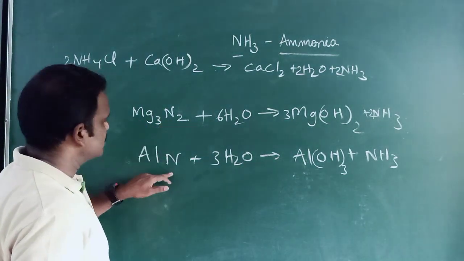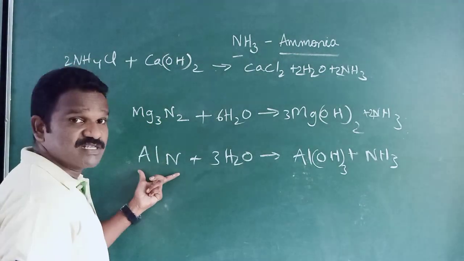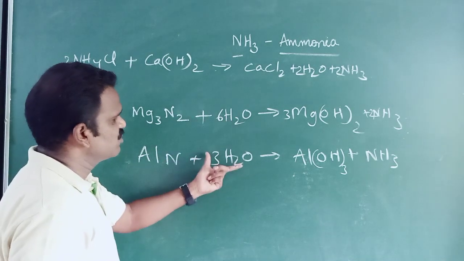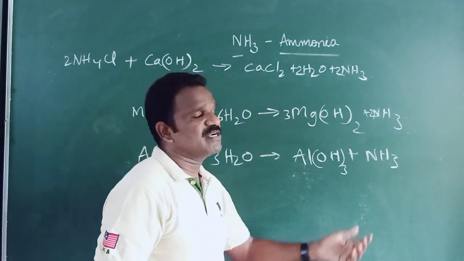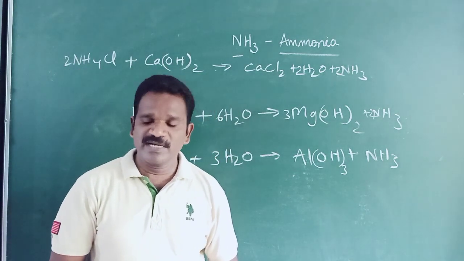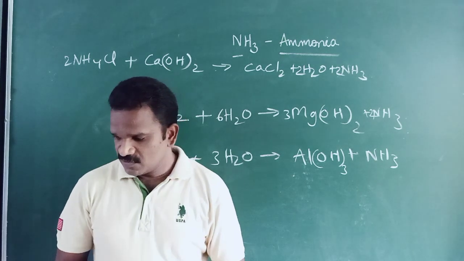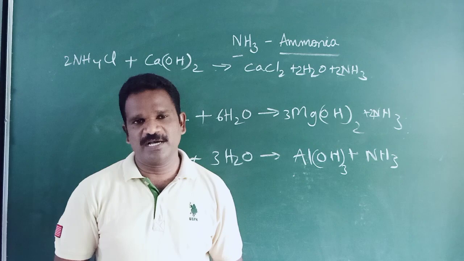Which metallic nitrides are we taking? Two metallic nitrides we are using. One is magnesium nitride, the other one is aluminum nitride. If you react with water, we will get magnesium hydroxide and ammonia, and aluminum hydroxide and ammonia. These are the two methods of preparation of ammonia through metallic nitrides. Okay. Now, how can we prepare aqueous ammonia?